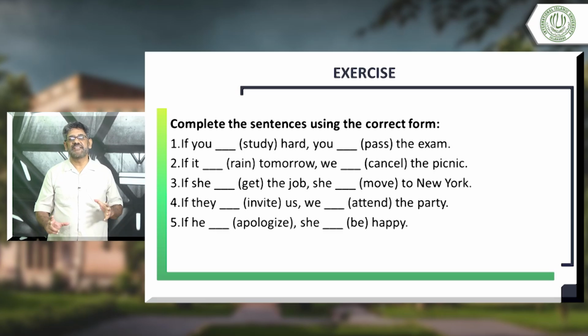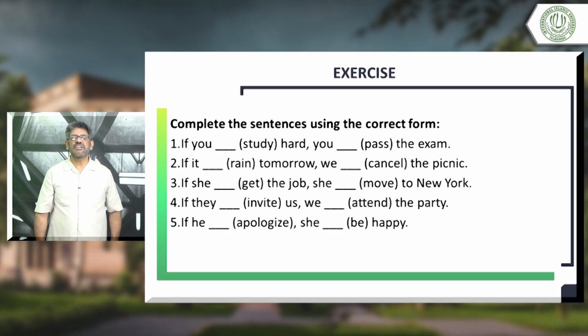So my passing the exam depends on my study, on my hard work. Remember, if it rains tomorrow, we cancel the picnic, the same sentence as before. If it rains, we cancelled? No, we will cancel. We will. Add will and the first form of the verb. We call it technically the bare infinitive. Okay, it is without to.